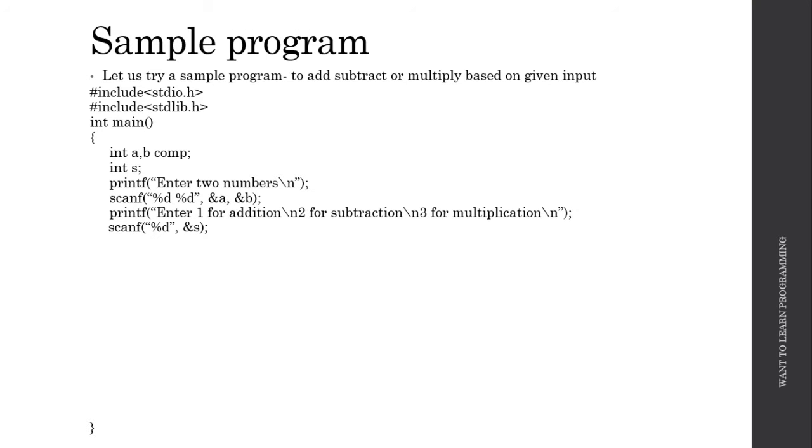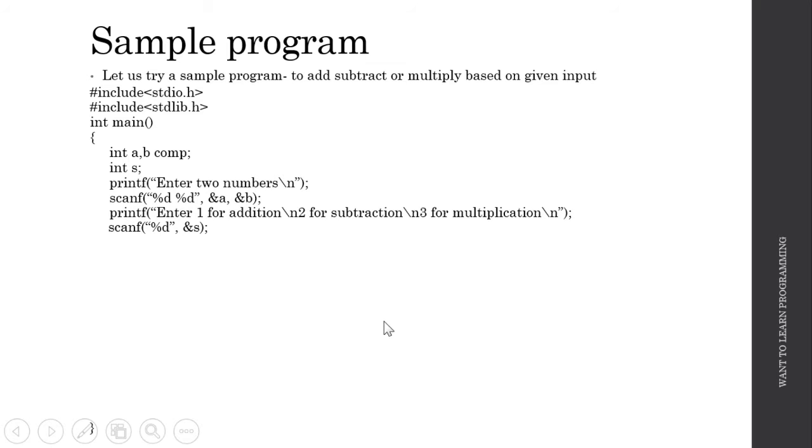Now we will have to ask the user to enter two numbers, and using scanf statement we have to store them in variables a and b. Next, let us ask the user to enter whether he wants addition, subtraction or multiplication. So we will ask him to enter 1 if he wants addition of a and b, 2 for subtraction, that is a minus b, and 3 for the multiplication, and that we will store in an integer s.